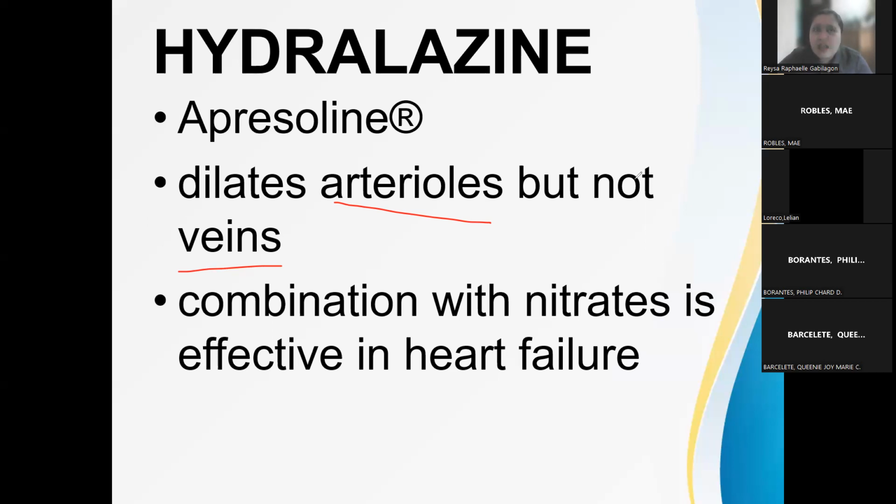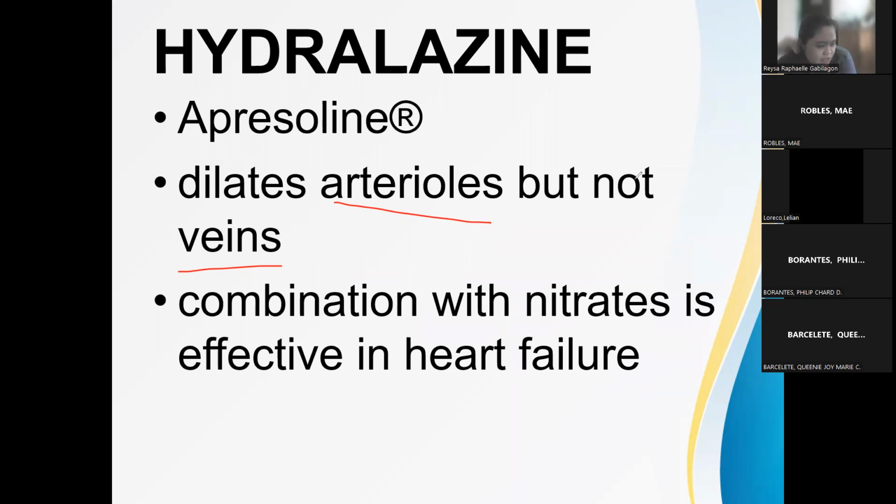The nitrates are the examples ng nitrates natin. We have siyempre the nitroglycerin. We have nitroglycerin patch, and then we also have ISMN and ISDN. I don't know if you're familiar with them. ISMN is isosorbide mononitrate. Ano brand name yan? Isordil. ISDN, isosorbide dinitrate. Ano nga ang brand name ng ISMN?